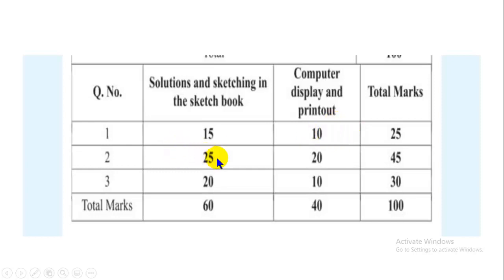And coming to the solids, 25 marks for sketching and 20 marks for computer printout. And for the isometric projections, 20 marks for sketching and 10 marks for computer printout. Like this we have the marks spread across the sketching as well as the computer display.